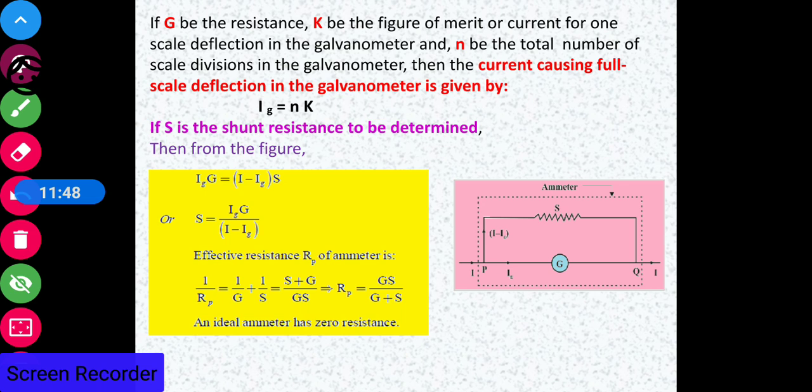If we talk about the ideal ammeter, then an ideal ammeter must have zero resistance so that all the current may pass through it. It is called ideal because it is not practically possible.